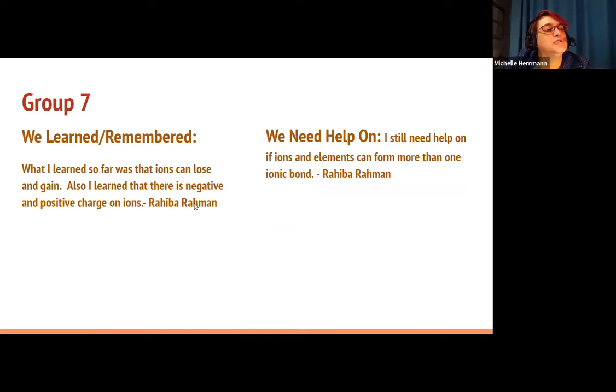And so we learned that atoms can gain electrons or lose electrons. Something that happened in first period that somebody jotted down was that electrons are negative charge. So one thing that they wrote down that they remembered was that because electrons are negative, if you gain them, you get more negative. So your charge actually goes down. Whereas if you lose electrons, your charge goes up because you're losing negative.